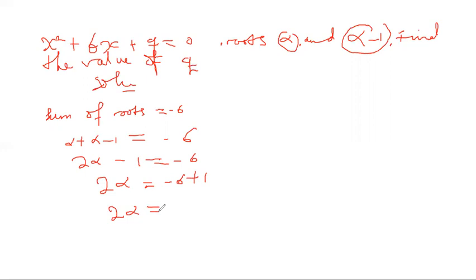So what is negative 6 plus 1? Negative 6 plus 1 is negative 5. Then here we divide by 2 and here we divide by 2. And that means alpha is negative 5 divided by 2. Then we also look at the product of roots.